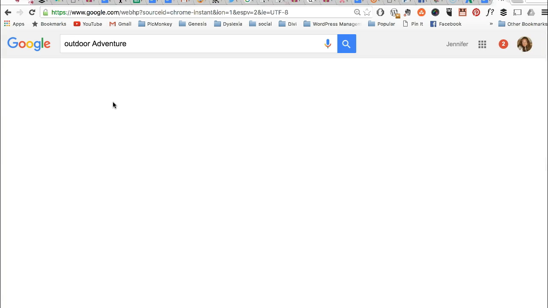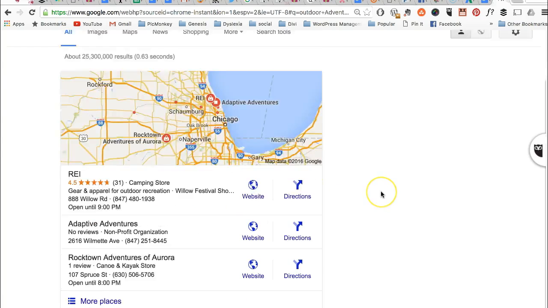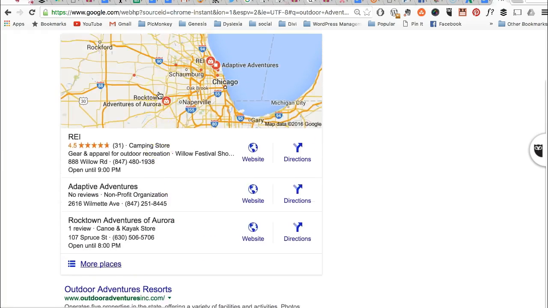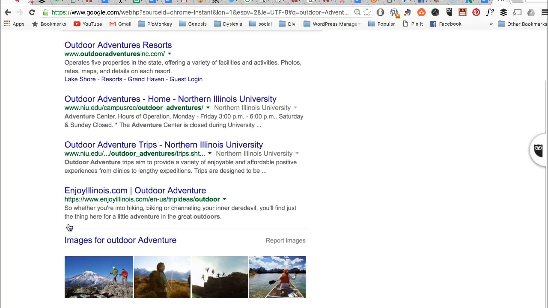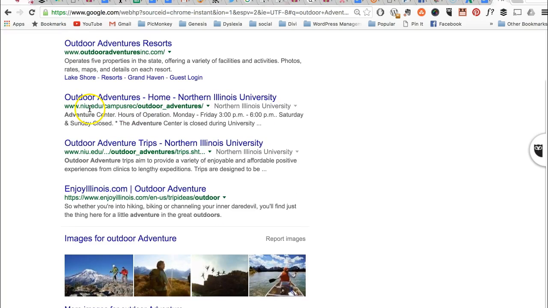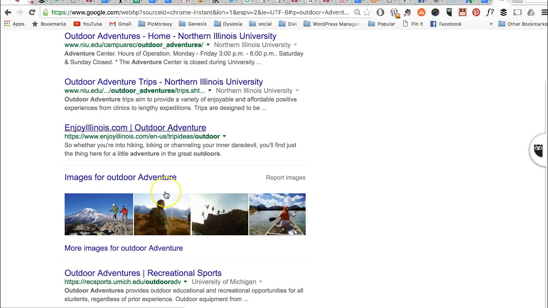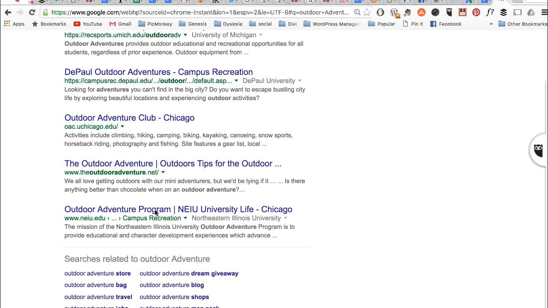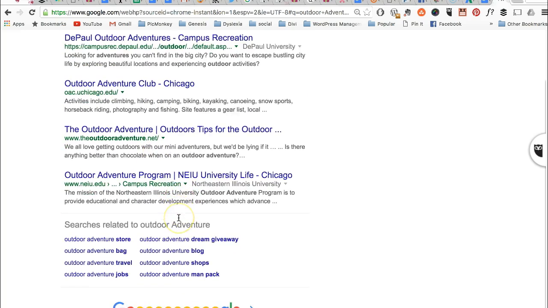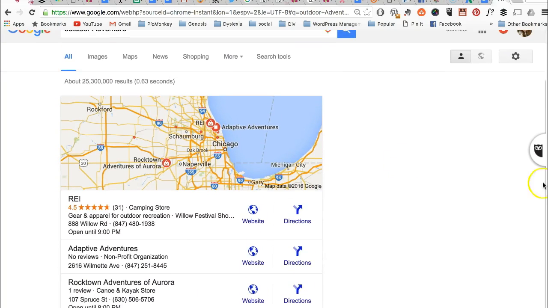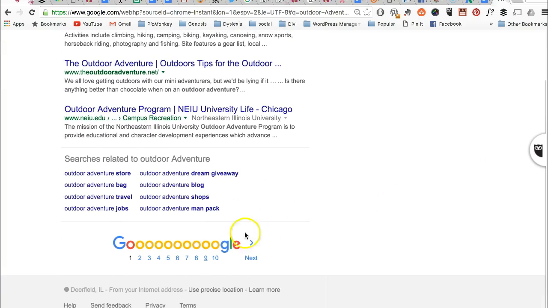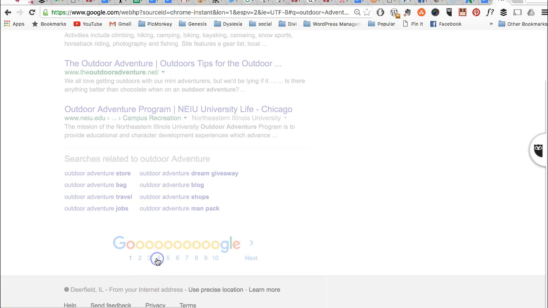So I'm going to Google outdoor adventure, and this is what I get. Okay, so here I have Outdoor Adventures Inc. My paid is REI, which is by where I live, but Northern Illinois University, Enjoy Illinois, Rec Sports, Campus Rec, UIC Chicago, OutdoorAdventure.net. So here we are on the first page. There is no way you're ranking anywhere near this. So when you use something that's as general as outdoor adventure, and let's just go four deep.